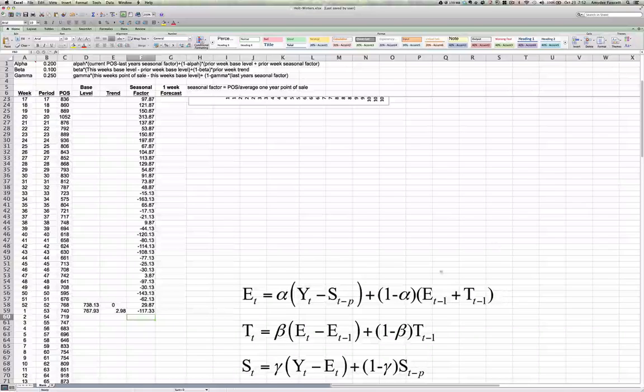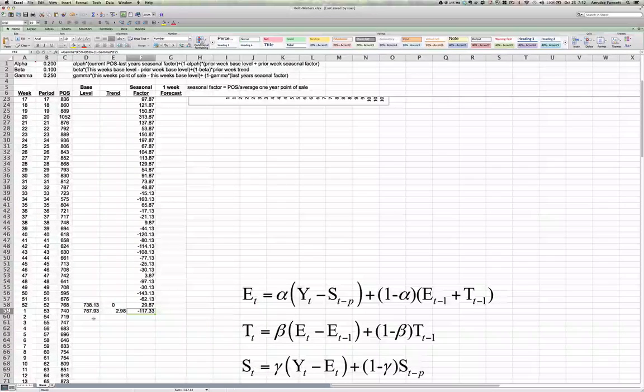So now you see what I did was break down the POS observation into 3 distinct components, that is base levels, trend, and seasonal factors. These are estimates, and I come up with 2 different ways of estimating each one of these components and weight them by applying the respective weighting factors.